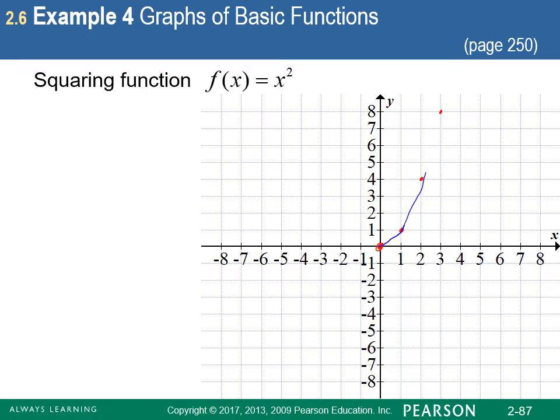Now this curve has a name. Likewise, it would be over on the other side. In fact, this pattern of dots is symmetric about the y-axis. That means it's a mirror image over here. And as I mentioned, the name of this graph is a parabola.